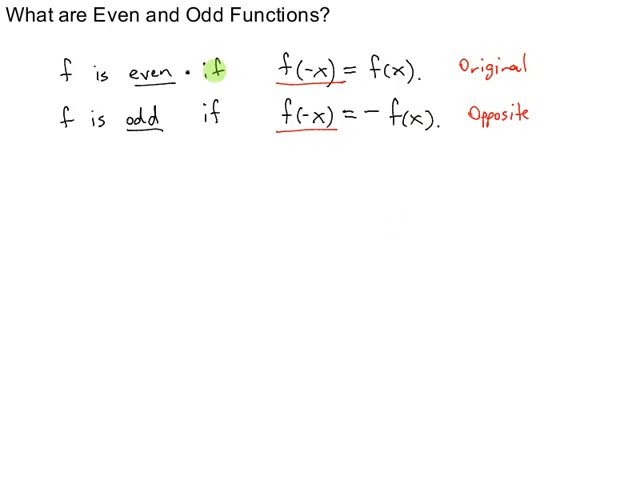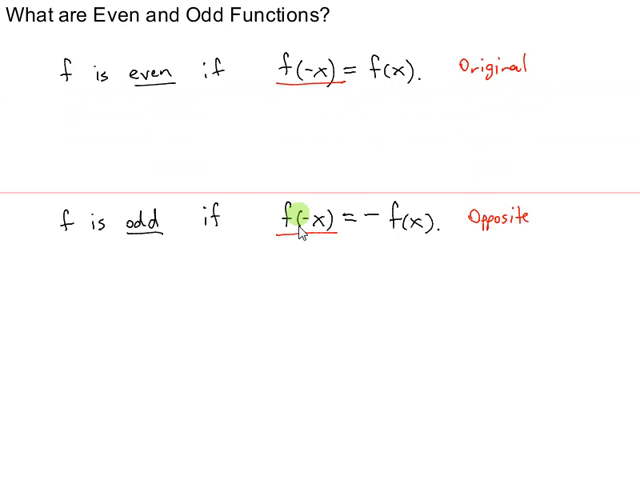Okay? Not every function satisfies one of these two properties. Some functions satisfy neither one. So there are some functions that are not even and also are not odd. Similar to numbers, right? Not every number is even or odd. The number 1/2 is not even and it's not odd. Okay? So let's look at an even function first.